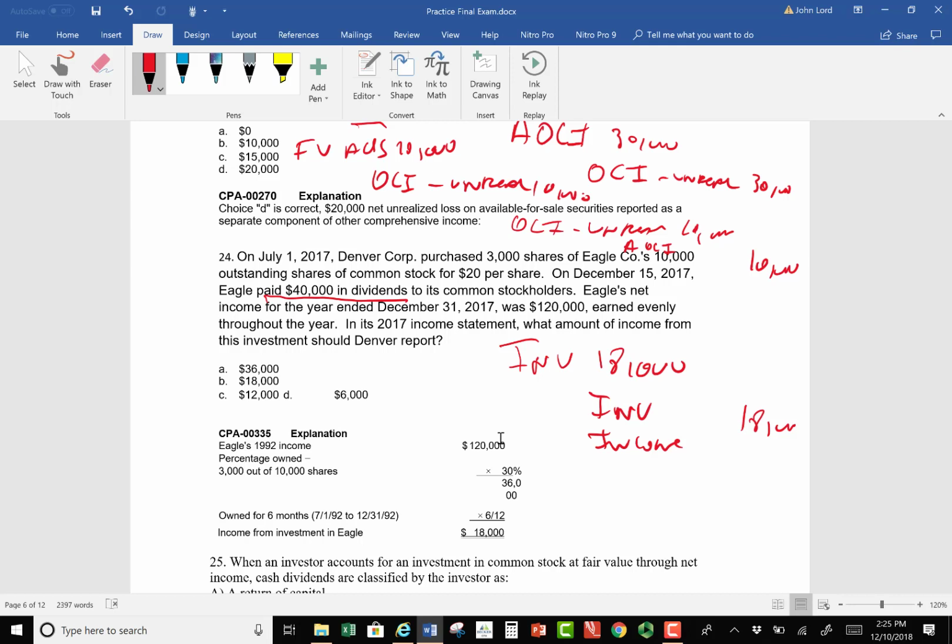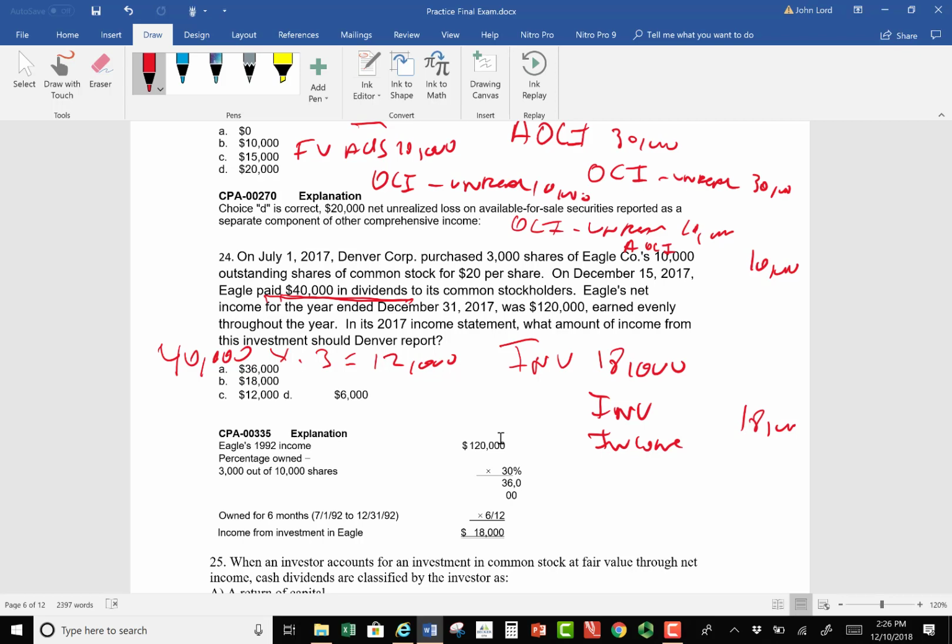They paid dividends, and they paid what? 40,000 of dividends, and they paid those after I had purchased the stock, right? Okay, so since it's after I purchased the stock, I'm entitled to my share of all of those dividends: 40,000 times 0.3 equals 12,000 of dividend.